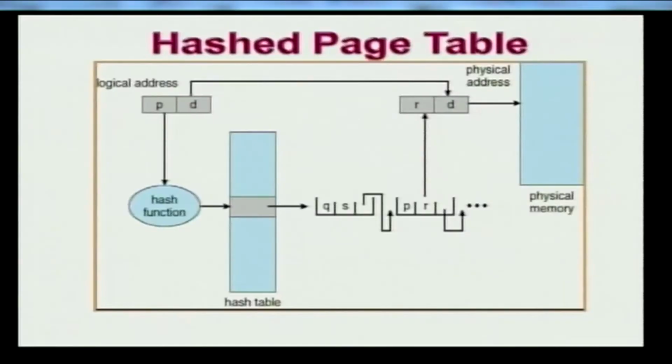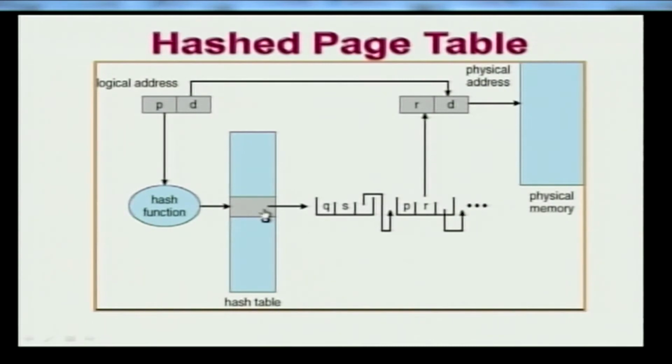This is how a hashed page table implementation looks. This is the logical address, which has the combination of P and D. D is saved for future use as such, and this P is given as input to a hash function by the hashed page table algorithm. The result of the hash function gives you the entry into a hashed page table.